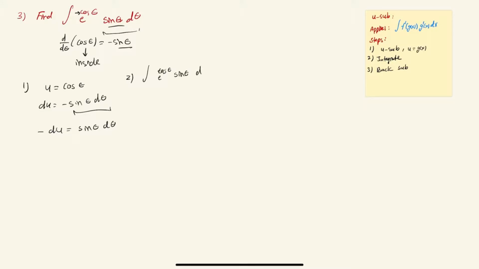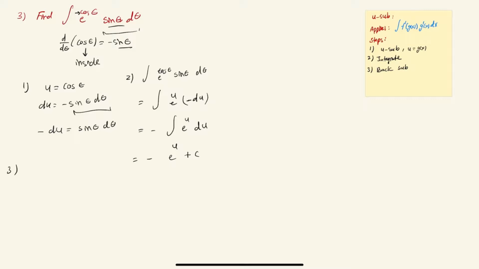This is just the integral of e to the u, and then sine of theta d theta is equal to minus du. I'm going to pull the minus out of the integral, and we already know the antiderivative of e to the u. You can notice this is a way simpler form to integrate. The antiderivative is going to be equal to minus e to the u plus c.